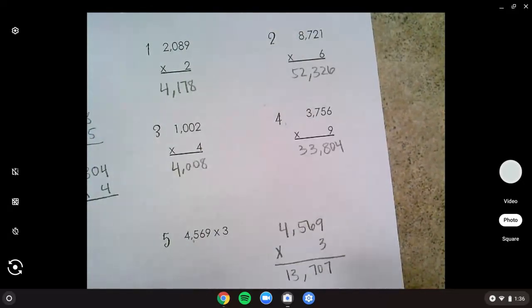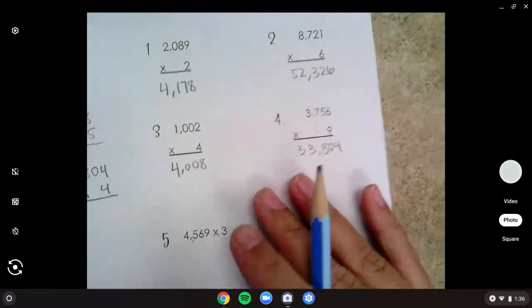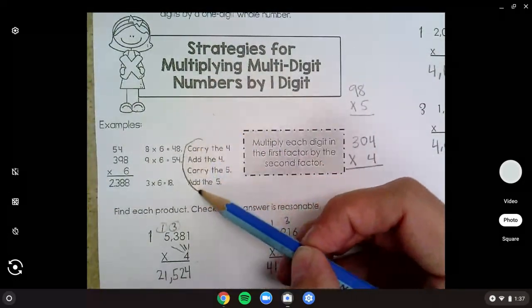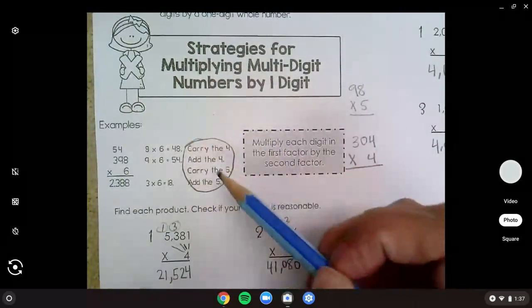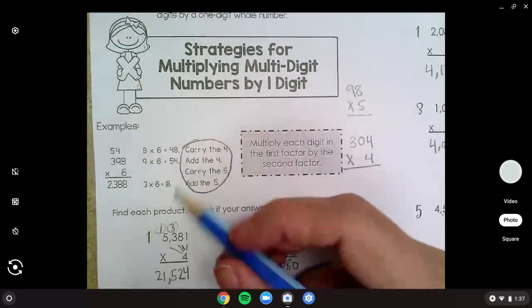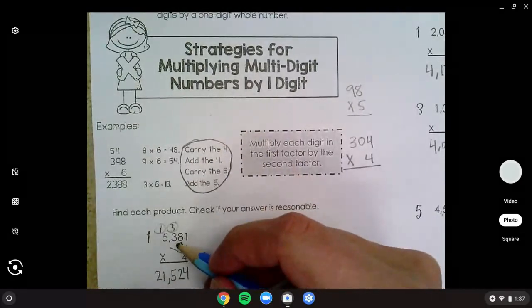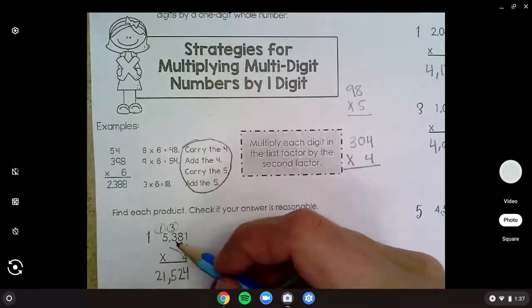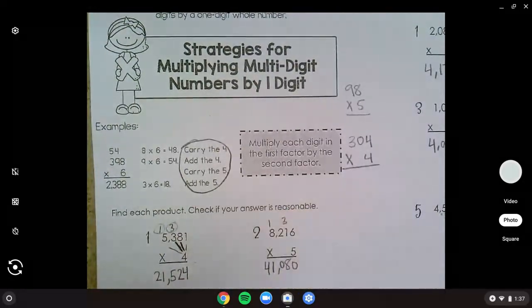All right. So just remember, the biggest thing is to carry your numbers and add after you multiply. Make sure you multiply that first number, not your carried number, your original number, and add on the carried.